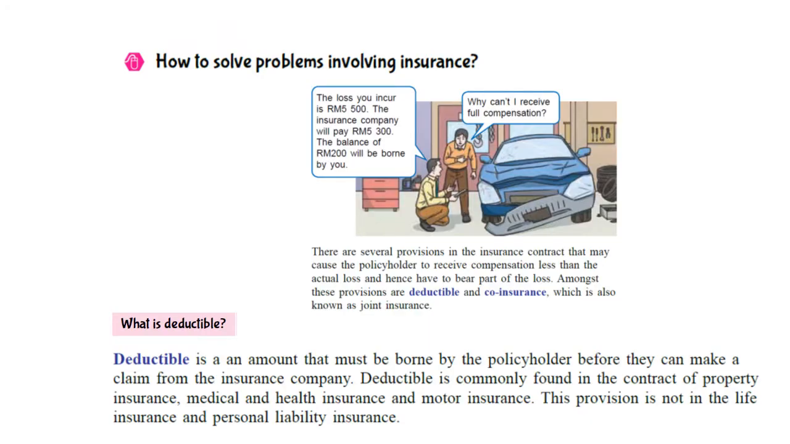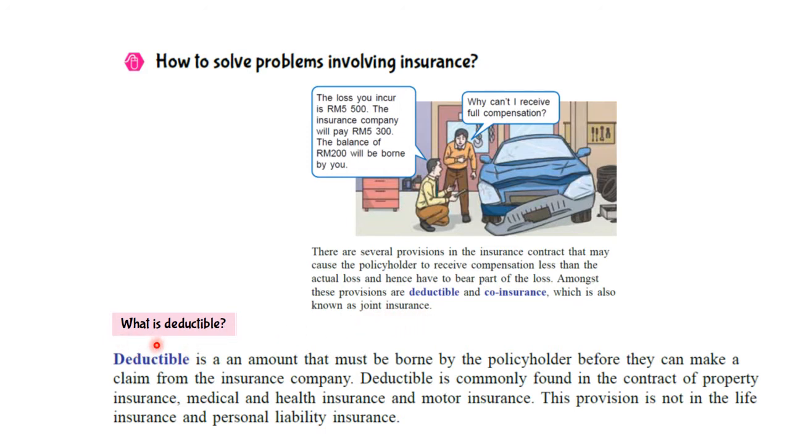Okay class, there are several provisions in an insurance contract that may cause the policyholder to receive compensation less than the actual loss, and the policyholder has to bear part of the loss. This is what they call deductible and co-insurance, which are also known as joint insurance.